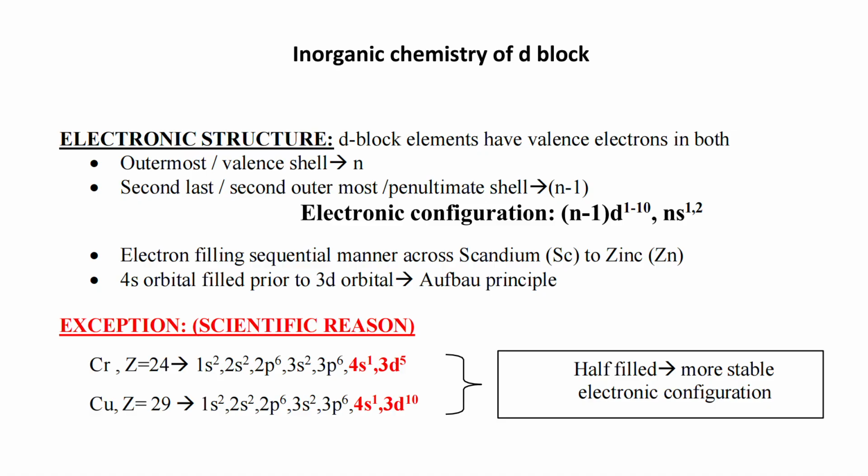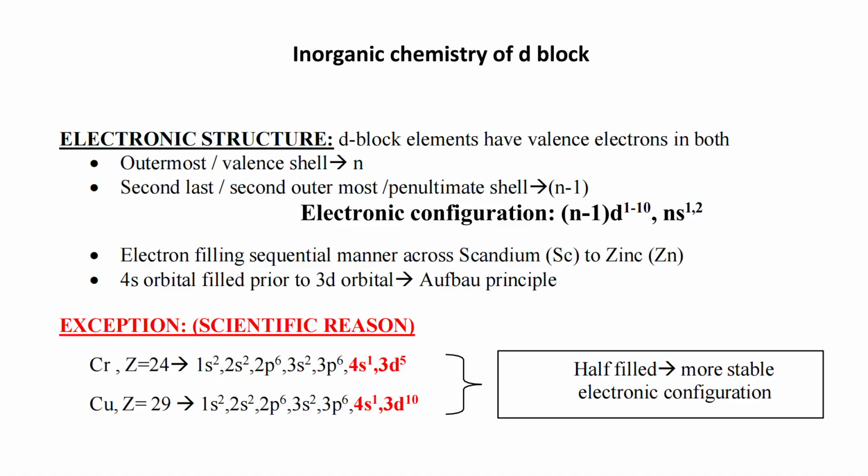D block elements have their outermost electrons in both shells, which means that their electrons are present in their valence shell as well as their second-most shell, the penultimate shell, and these electrons are also considered when you are writing the electronic configuration. The outermost or valence shell is denoted by small n, whereas the second outermost or penultimate shell is denoted by n-1.